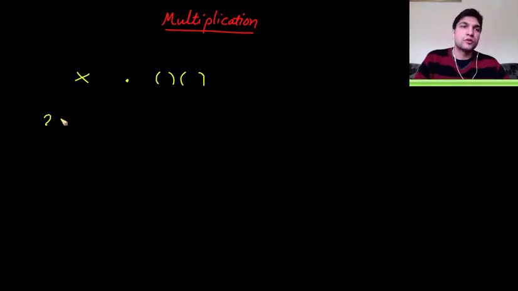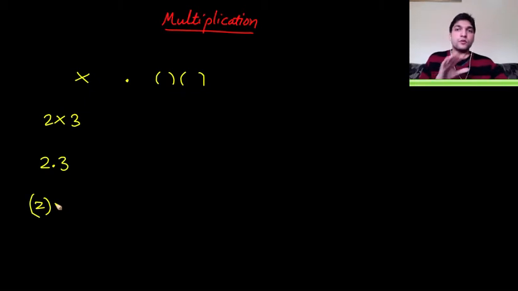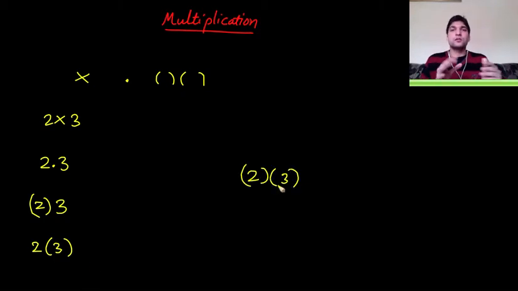Like it could be 2 times 3, and we always say it as 2 multiplied by 3 or 2 times 3, like that. Or we can represent the same multiplication by 2 with a big dot 3, or we can say 2 in the parentheses and 3 outside, like that, or 2 and then 3 in parentheses, or simply 2 as well as 3 both in parentheses. So these are the ways in which we can represent that two numbers are being multiplied, right?